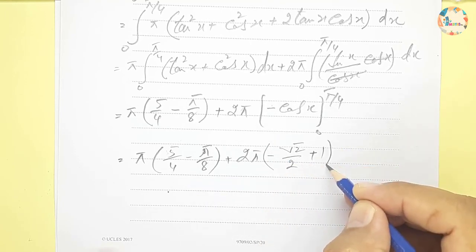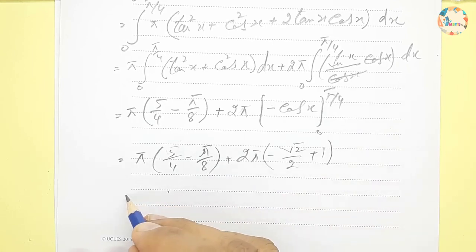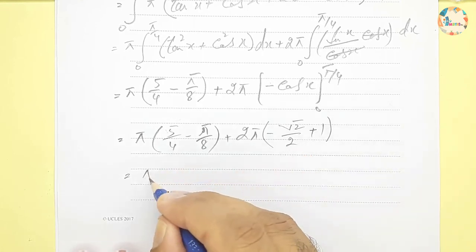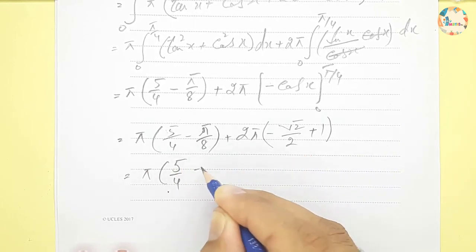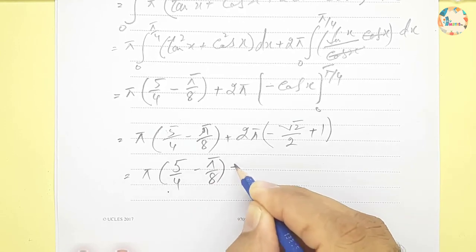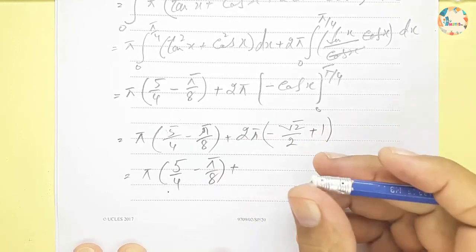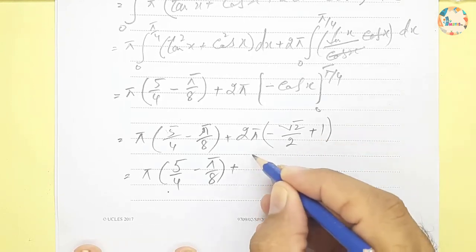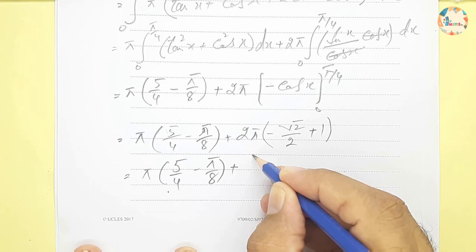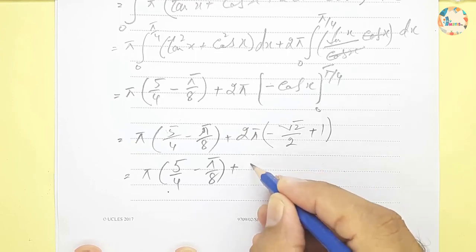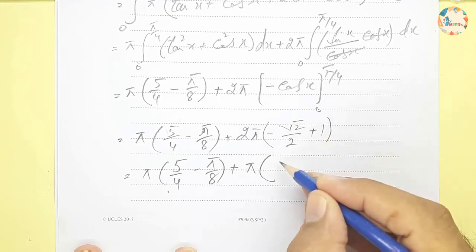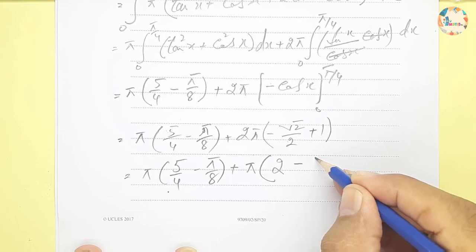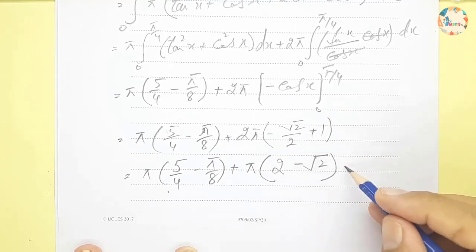So now we can multiply this, so we'll get pi into 5 by 4 minus pi over 8, plus this will be multiplied. When you multiply this, this will be 2 pi. So pi we can keep outside, and 2 we will multiply, so plus we will write first, and then minus, 2 will be cancelled, and under root 2 will be over here. So this is our final answer.